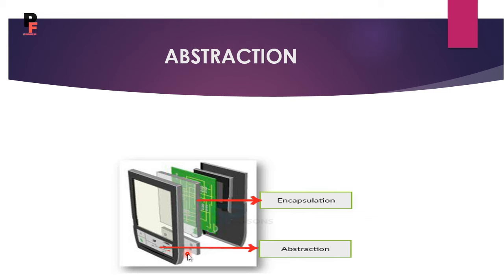Similarly, take another example. If you're driving a car and you apply a sudden brake, your car speed decreases. You just apply the brake. You don't know what is the process behind the speed decreasing. So this is a kind of abstraction, meaning you don't know what is happening at the back end. You just have the front end.